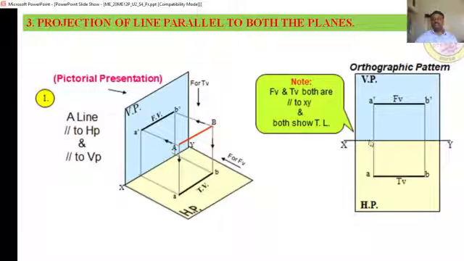Okay. So this is above HP. You can see the one end, A dash, and this is in front of VP, small a, and like that you have to fix B and B dash. Remember that when the line is parallel to both HP and VP, both the front and top views will be in true length. And the orthographic views will come like this.